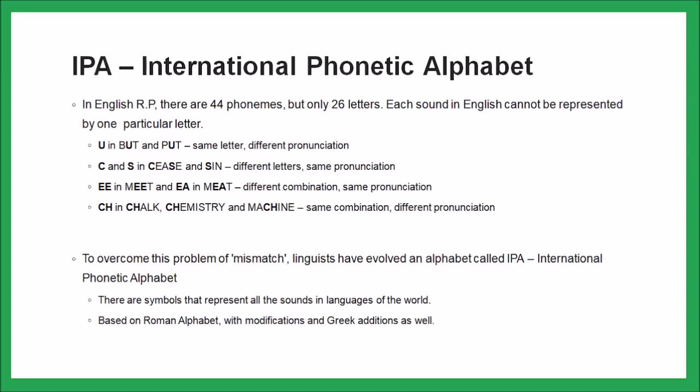So English is a language that has undergone several changes across the centuries. At present, the type of pronunciation that we use in English is called RP or received pronunciation. In English received pronunciation, there are 44 phonemes or speech sounds. Again, a new word, phoneme.